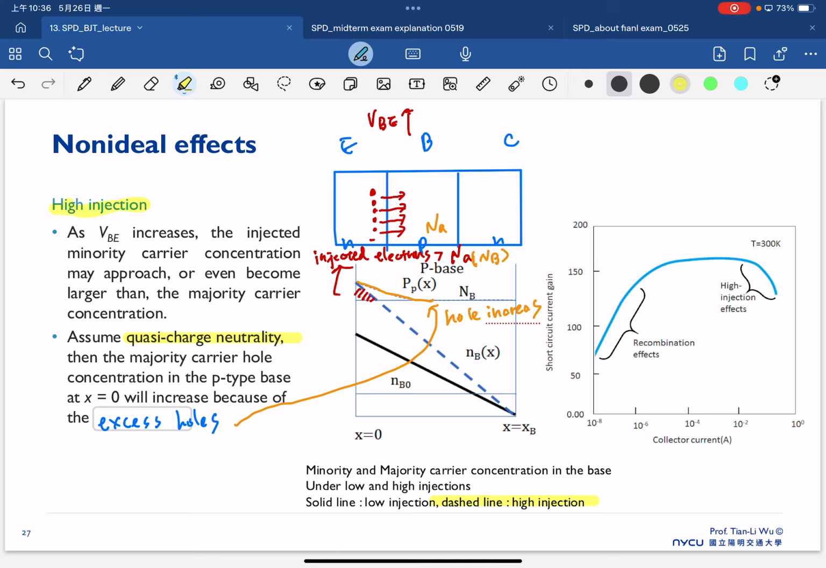Of course, there are lots of equations that can be further derived. What would be the influence of the high level injection in the BJT? The conclusion is that, in this typical plot of current gain versus collector current, this is the case under the high level injection where our current gain is decreased, which is something that we don't want, because when we consider the BJT, the first priority is to make sure we have a high current gain. But now we find that if we try to operate at large VBE, then our current gain decreases. This is mainly due to the high level injection.